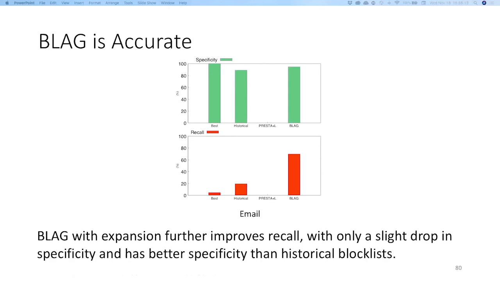When we compare these two approaches with BLAG, what we see is that the recall dramatically improves to about 65%. And BLAG is able to maintain the high specificity level because it's able to correctly identify the misclassification. We see that the specificity is about 95%, which is much better than historical. And the attack detection capability is also much better than the best approach.